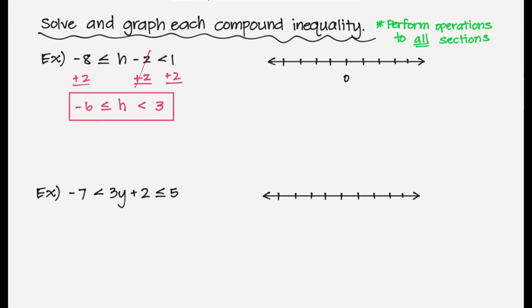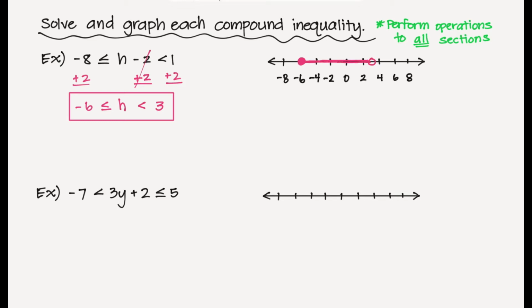So now we just need to graph it. So I think I'm going to count by 2's just for this number line. There we go. And I'll go ahead and fill in a circle at -6, and I'll have an open circle at +3, and I will shade everything in between.